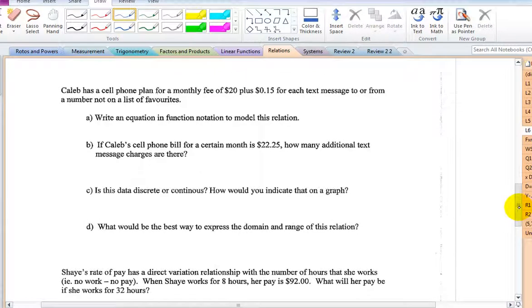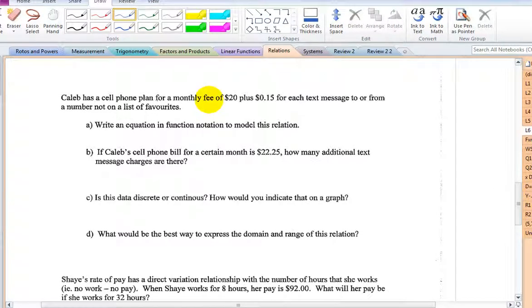Next one. Okay, so Caleb has a cell phone plan. There's a monthly fee. This monthly fee, that's your constant. That's what we talked a lot about last year in grade 9. Your constant is your y-intercept. Okay, it's your starting value. Then it's 15 cents for each text message. Okay. So let's change this into y equals mx plus b.